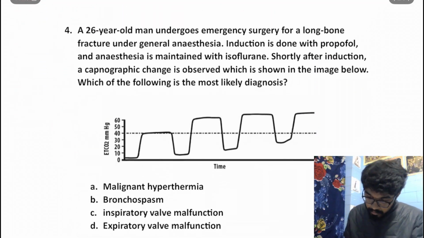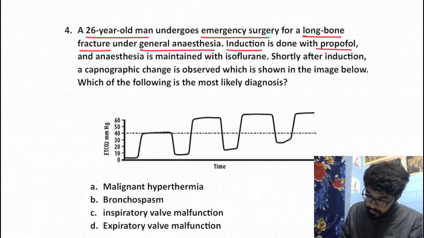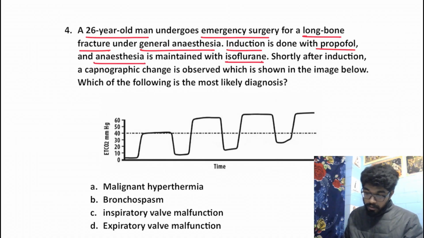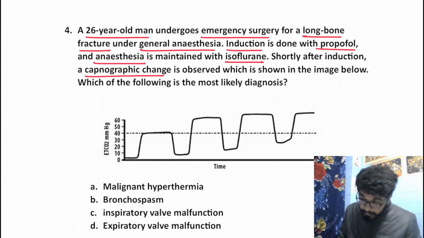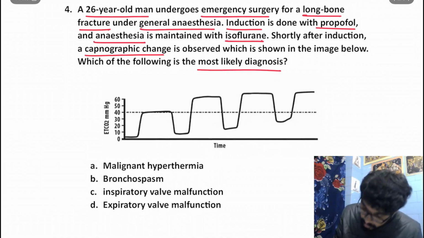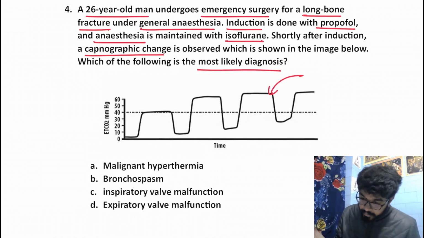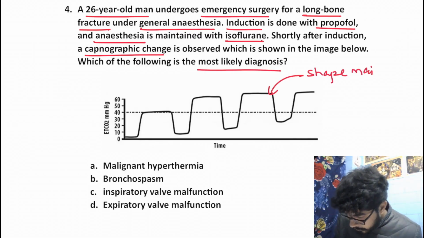A 26-year-old man undergoes emergency surgery for a long bone fracture under general anesthesia, right? The induction is done with propofol and anesthesia is maintained with isoflurane. Shortly after induction, capnographic changes are observed, which is shown in the image below. What is the most likely diagnosis? Now, this is the capnographic finding. Over here, the first thing that we need to see is the shape. The shape of the curve is maintained.